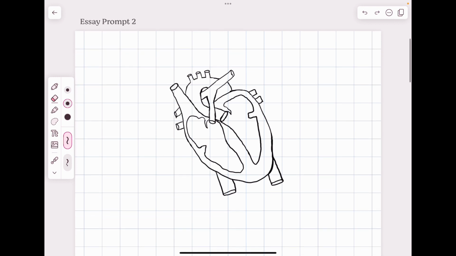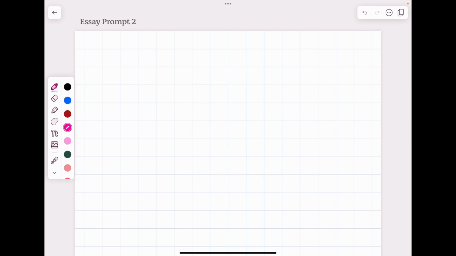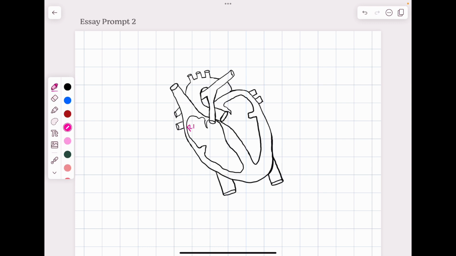So we have our heart here, right? We have our, oh my goodness, I just erased my heart. Our right atria, our right ventricle, our left atria, and then our left ventricle. So the blood flow is going to come through from the superior vena cava and the inferior vena cava into the right atria. 80% is going to passively fill into the right ventricle through the tricuspid valve. The remaining 20% is going to be active filling because the atria is going to contract and squeeze the rest of that blood down into the ventricle.